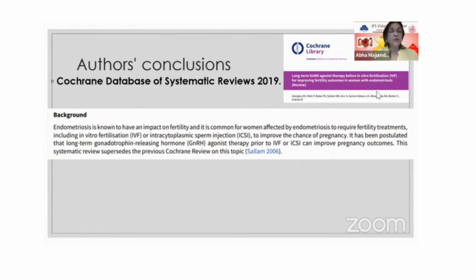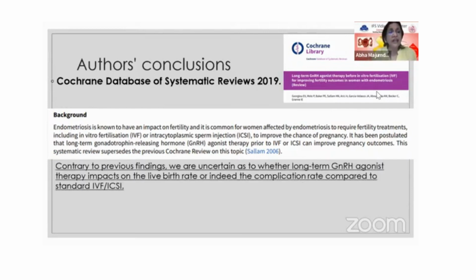And what did they say? Endometriosis is known to have an impact on fertility, and it is common for women affected by endometriosis to require fertility treatments, including IVF, to improve the chance of pregnancy. It has been postulated that long-term gonadotropin-releasing hormone agonist therapy for 3 to 6 months prior to IVF or ICSI can improve pregnancy outcome. But this systematic review supersedes the previous Cochrane review on this topic.